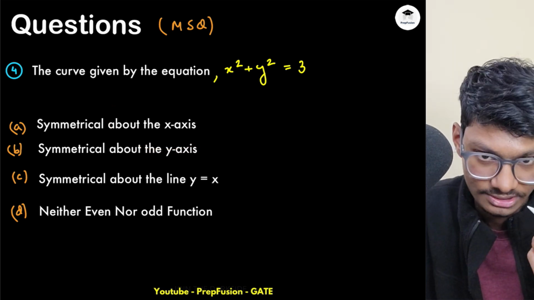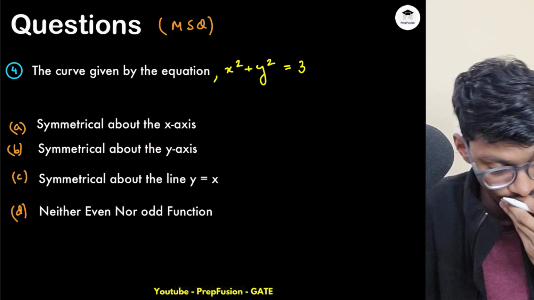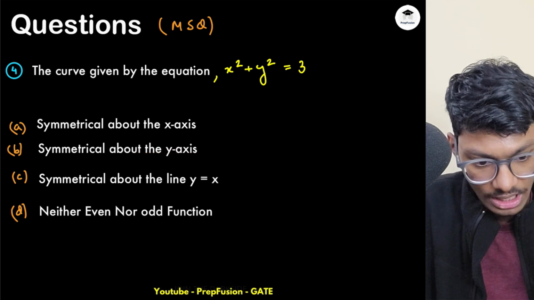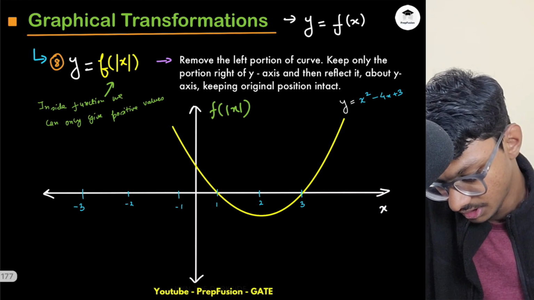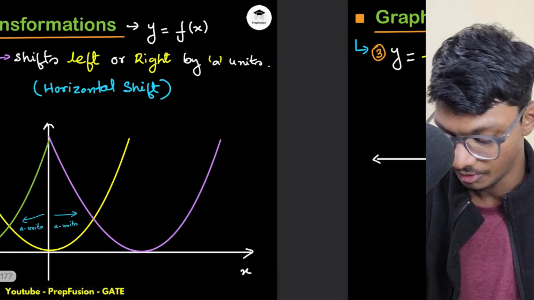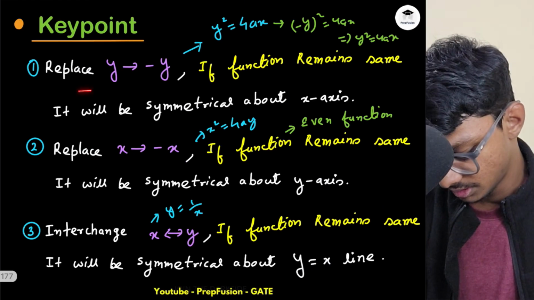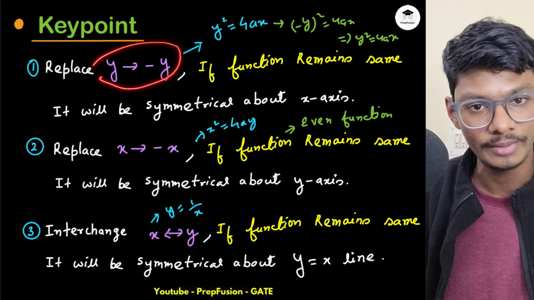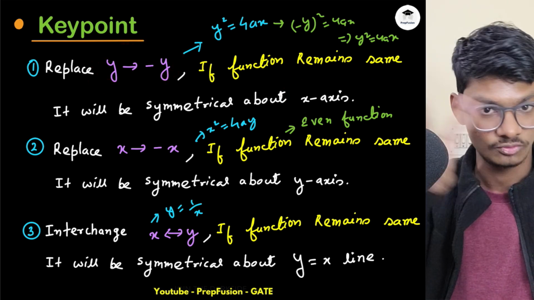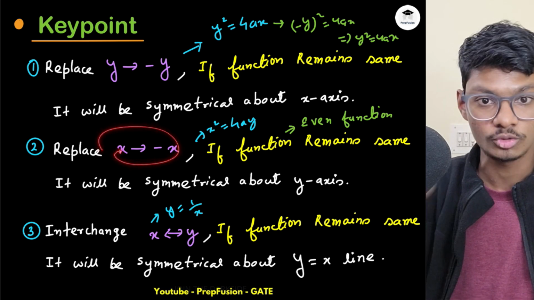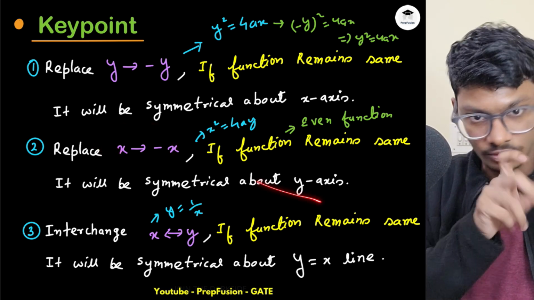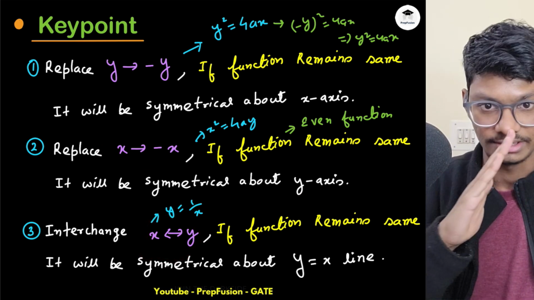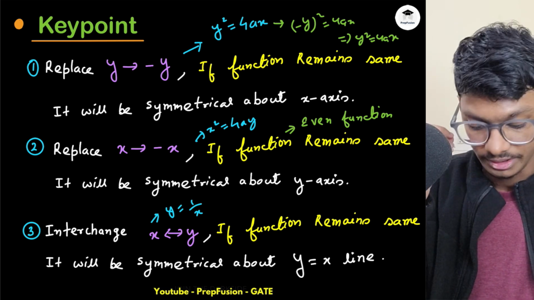When will it be symmetrical about the x-axis? Just try to recall. I gave you a few short notes with key points. When it is symmetrical about the x-axis, that means if I replace y with minus y, they should be the same. You can remember it like this: if I replace y with minus y, it should be symmetrical about the x-axis. If I replace x with minus x, it should be symmetrical about the y-axis. Opposite thing. And if I interchange x and y, it should be symmetrical about the line y equals x. You can recall it like the rectangular hyperbola.